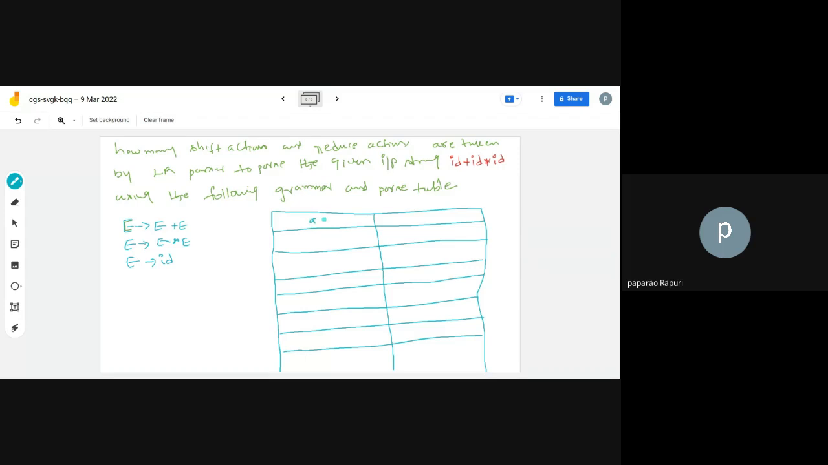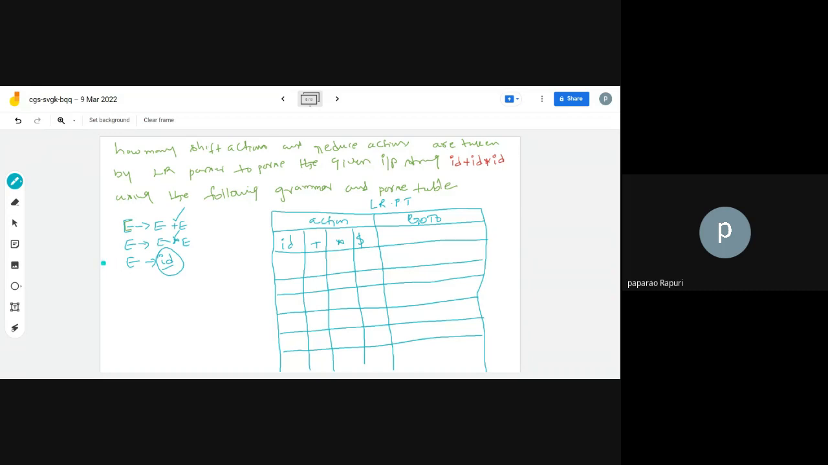This is the action part, sir, and this is the go to part. Every LR parser table has two parts: one is action, another one is go to. For the action part, we write the terminals here: plus, star, and ID. Sir, ID is not two terminals. ID is a single token.